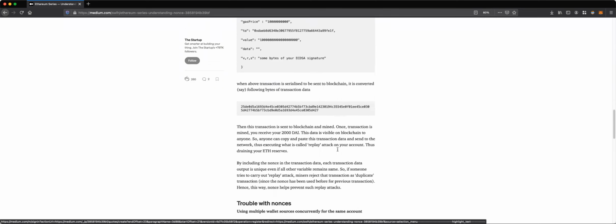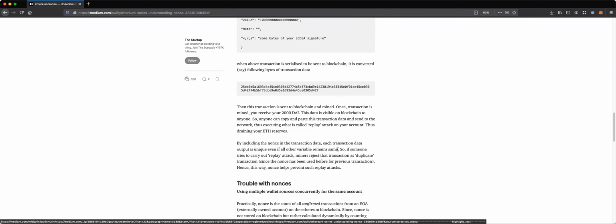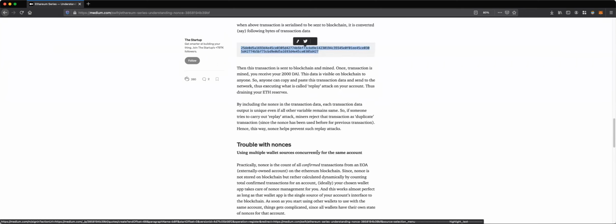Now the problem is that after you send a transaction, someone can grab the transaction and try to replay the same transaction on the chain. But by trying to do that, it's going to get rejected because the miners are going to say, oh yeah, there's a duplicate, someone already did this. It's because of the nonce. So that's how it happens.